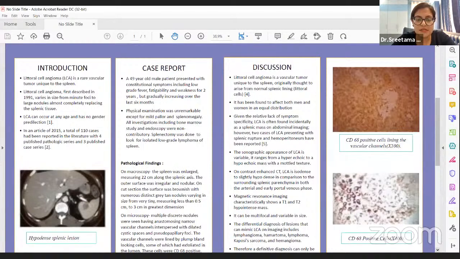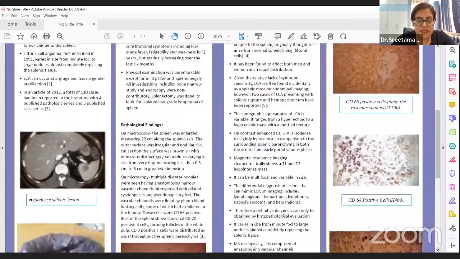Physical examination was unremarkable except for mild pallor and splenomegaly. All investigations, including marrow study and endoscopy, were non-contributory. Splenectomy was done to look for isolated low-grade lymphoma of the spleen.